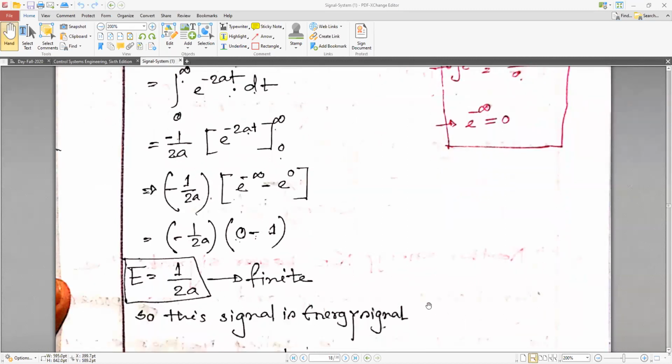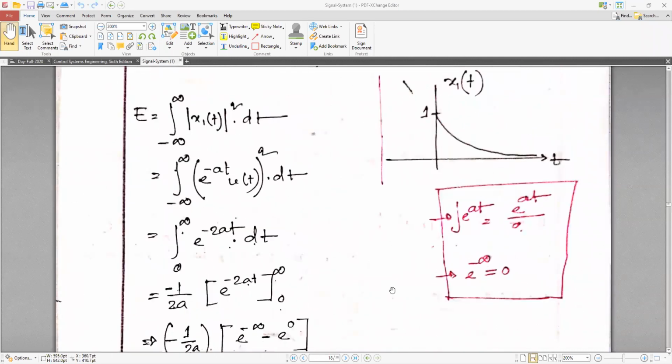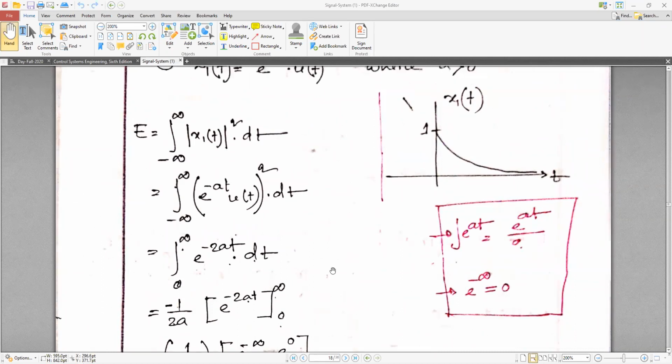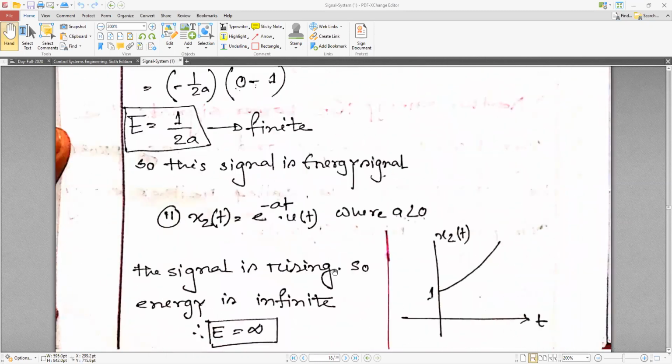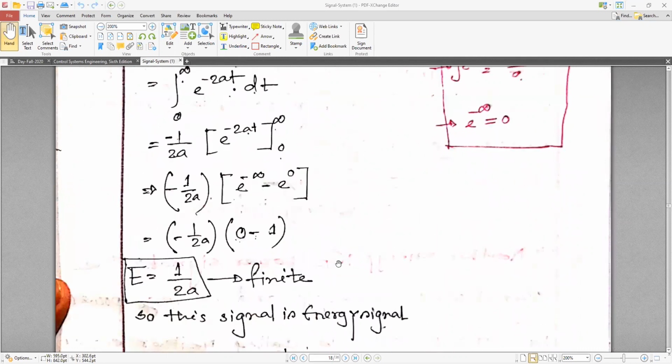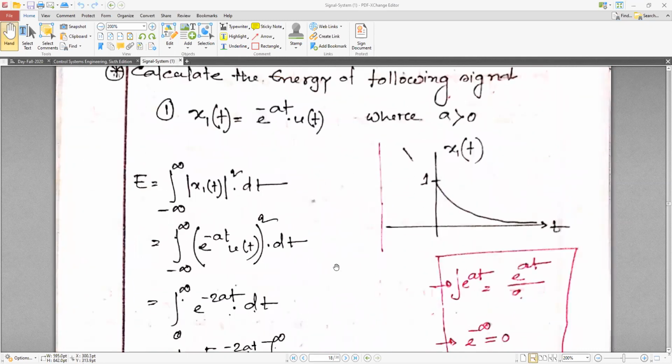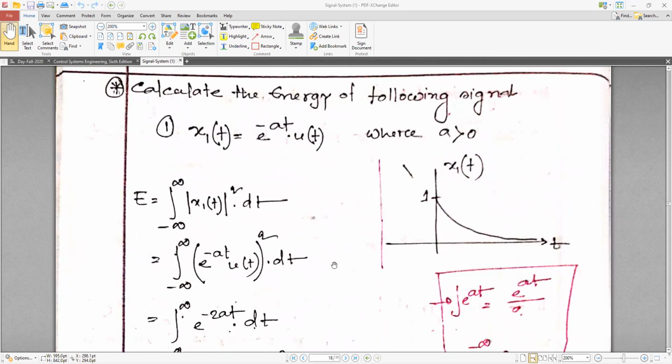So this signal is an energy signal, since the energy is finite. And another example. Now try to understand this again. Calculate the energy of the following signal.